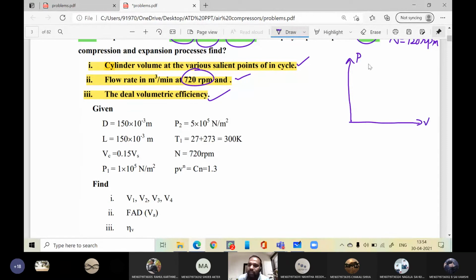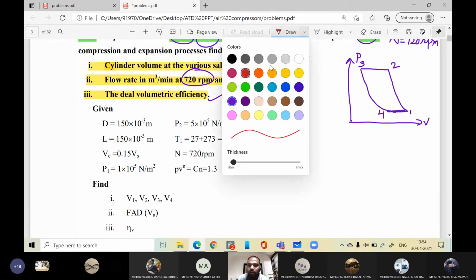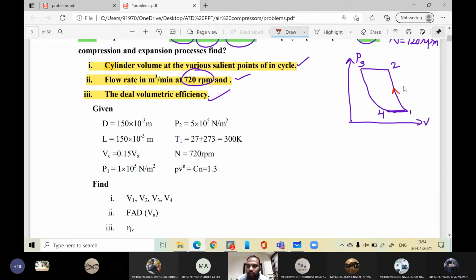Here clearance is considered, therefore the points are 1, 2, 3, 4. 1 to 2 is the compression, 2 to 3 is the delivery, 3 to 4 is the expansion, and 4 to 1 is the suction.